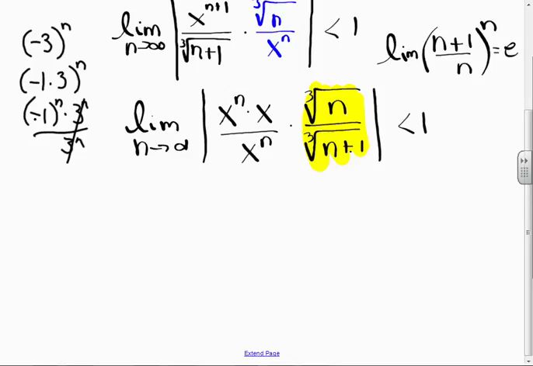So this is going to go to 1, and the absolute value of x is less than 1. Centered at the origin. So what's x between? And then we have to check our endpoints.